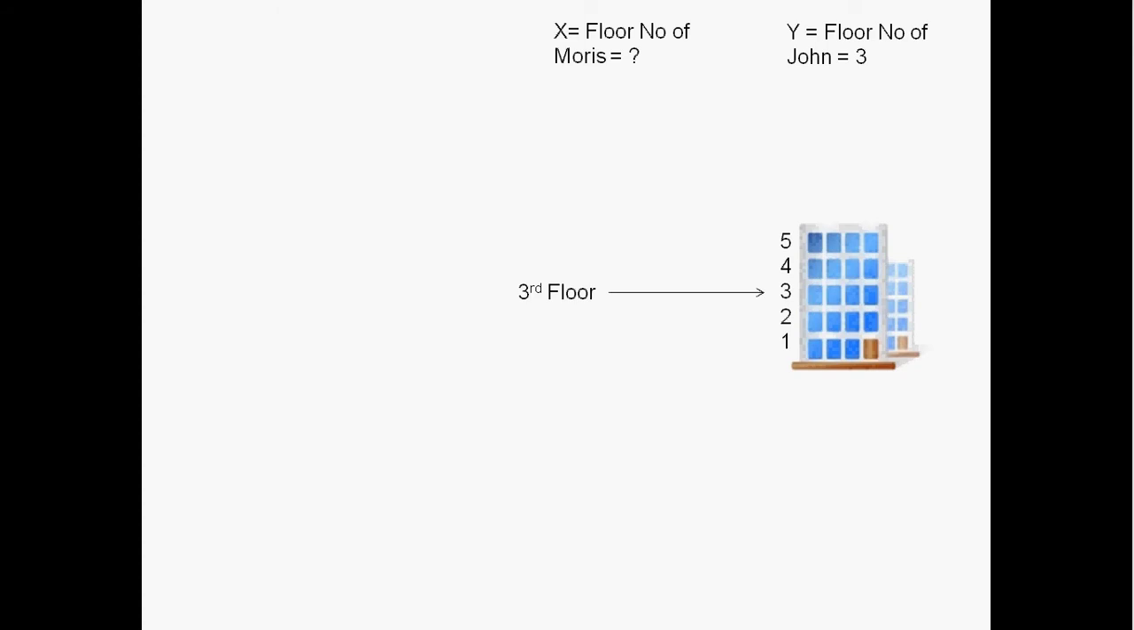And now we are confused about the floor number of Maurice. We are asking people, do you know the floor number of Maurice? Some people say, we don't know exactly, but the floor number of Maurice is probably less than or equal to the floor number of John, like third floor or lower, or third floor or greater. These are the answers we get.